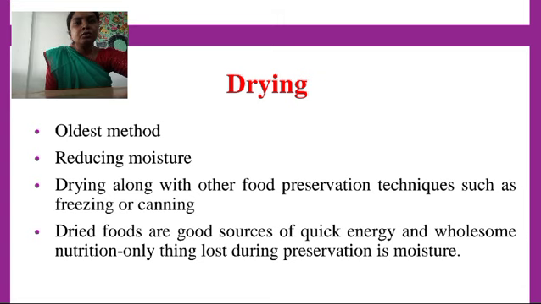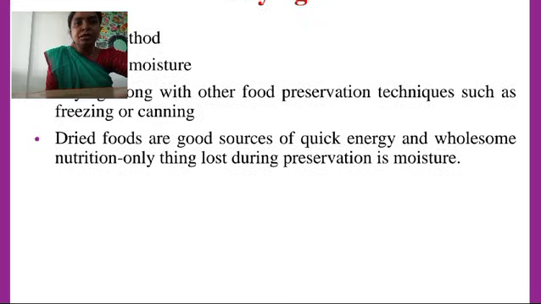So the main objective of food preservation is to retard the growth of microorganisms. The microorganism requires moisture content for its growth. So drying removes the moisture content from the product, so that the moisture is reduced and the microorganism will not be able to grow on that product. So it is one of the traditional methods of food preservation.